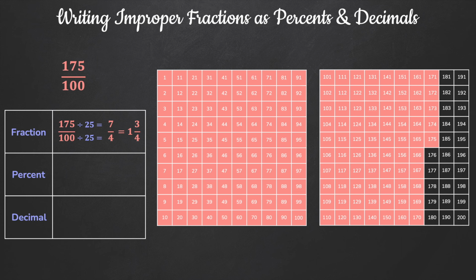As a percent, this would be 175% because we have 175 of these squares shaded. And as a decimal, this would be 1 75/100 because we have 1 whole grid shaded, and then we have 75 of another grid shaded, and that's 75 out of 100. So as a decimal, that would be 1 75/100.